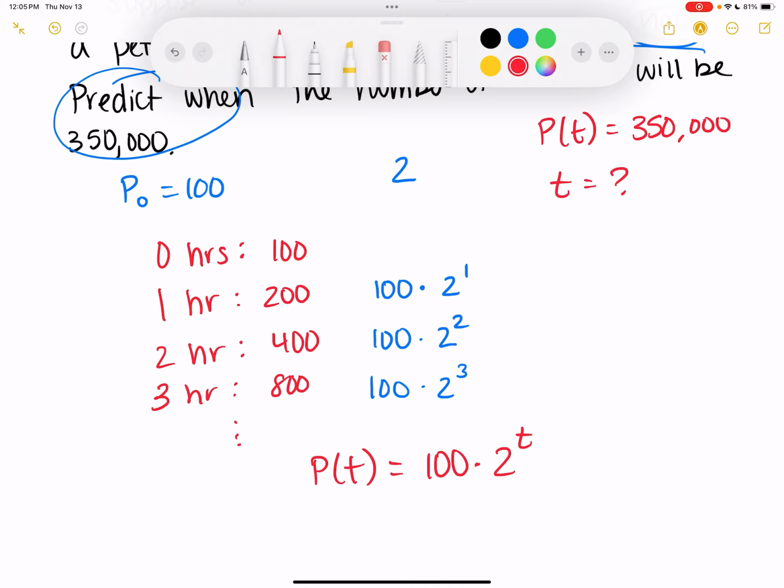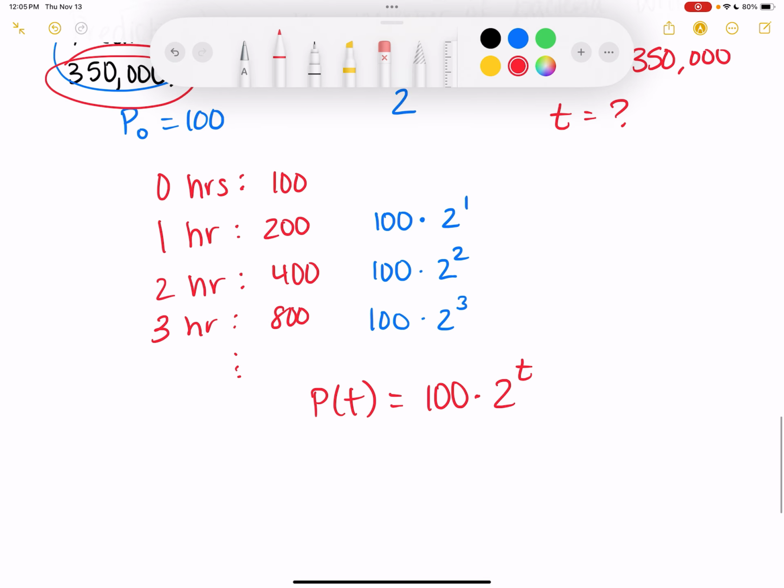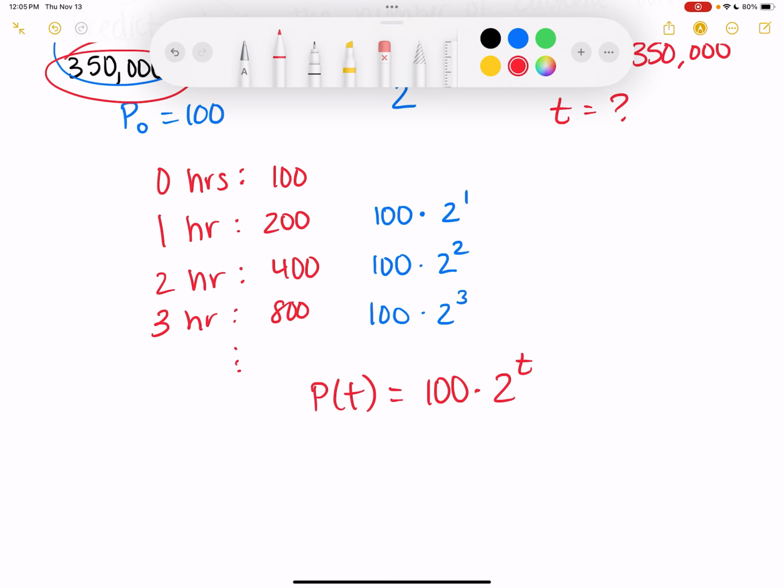Wouldn't it be 350,000 equals 100? Well, I am getting ready to do that. This is just my initial equation. Yeah, so the equation to solve it is this, but so that I can actually solve for t, yes, that's exactly right. I'm going to plug this in for p of t. Now, because of how we have to solve exponential equations, I'm going to put the 350,000 on the right-hand side because of my little shortcut to solve them. So I'm going to have 100 times 2 to the t is equal to 350,000.